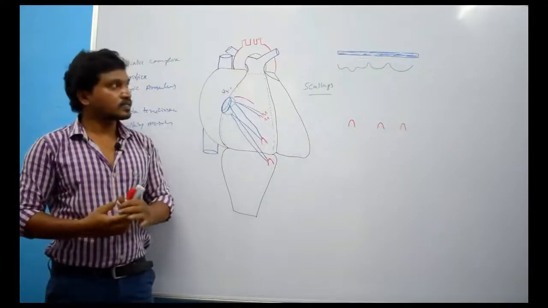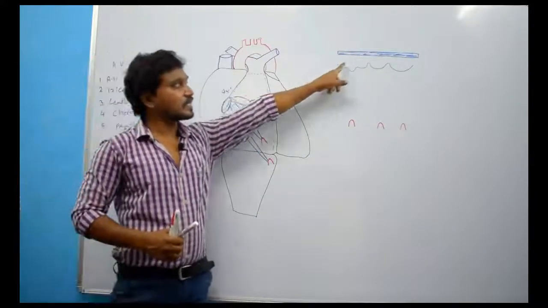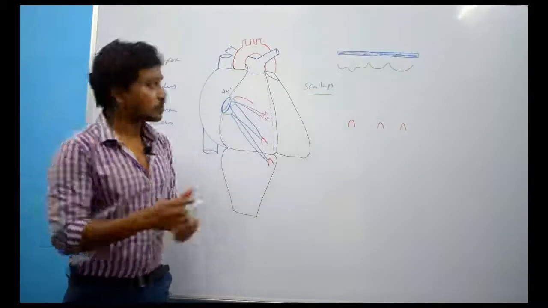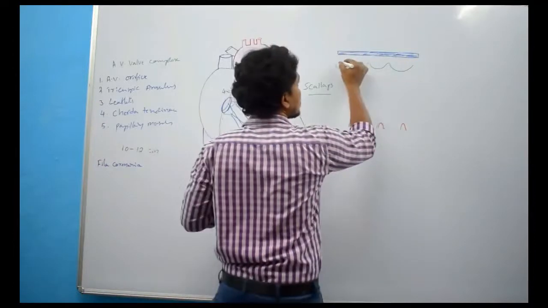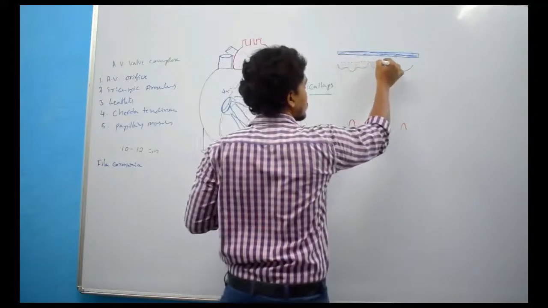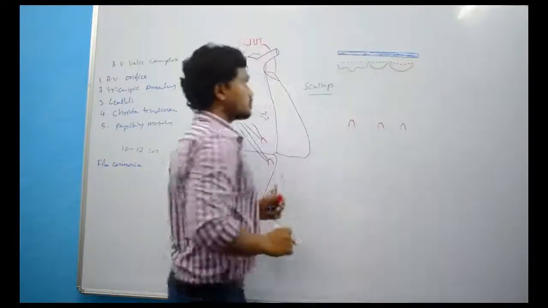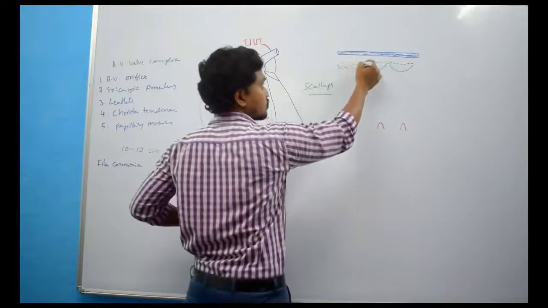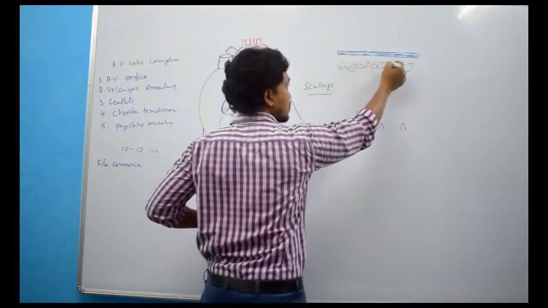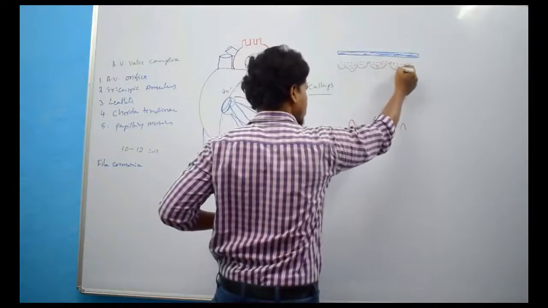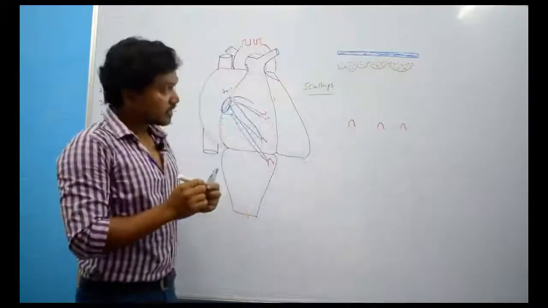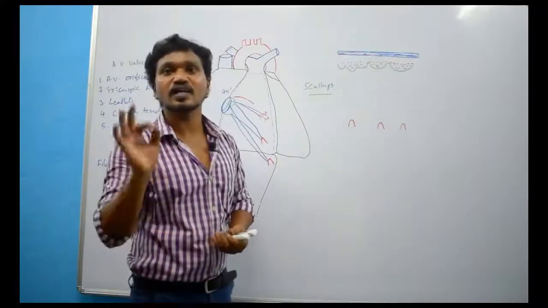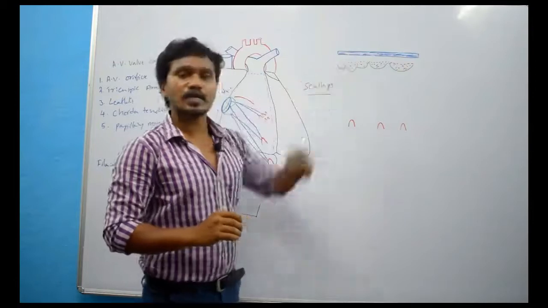Clear? Then if you observe carefully, these leaflets have different zones. What are those? Towards the free margin, there will be a rough zone. This zone we call the rough zone, to which there will be attachment of chorda tendineae. Next to the rough zone, this zone we call the smooth zone or clear zone.